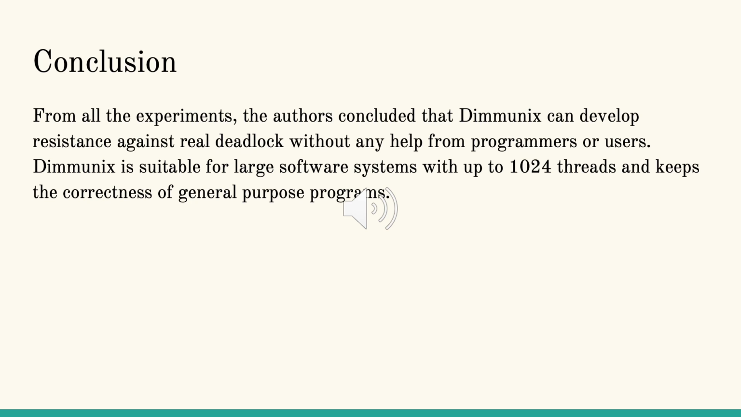From all the experiments, the authors conclude that Dimmunix can develop resistance against real deadlocks without any help from programmers or users. Dimmunix is suitable for large software systems with up to 1024 threads and keeps the correctness of general-purpose programs.